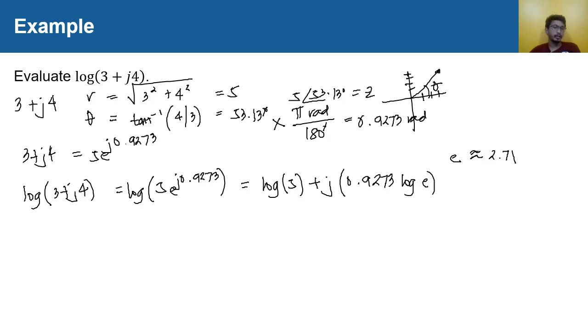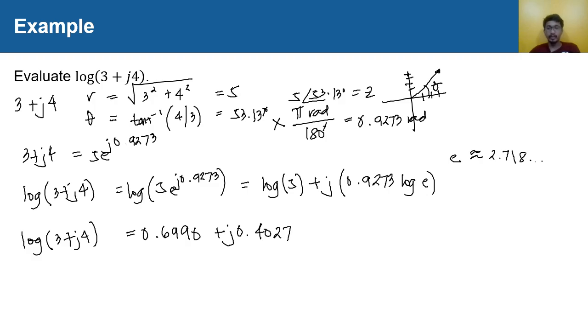So from that, we have the logarithm of 3 plus j4. The logarithm of 5 is equal to 0.6990 plus j times 0.9273 times the logarithm of e. So we use the e on your calculator. That's approximately equal to 2.718. Okay. So we have j 0.4027. So the logarithm of 3 plus j4 is equal to 0.6990 plus j 0.4027.